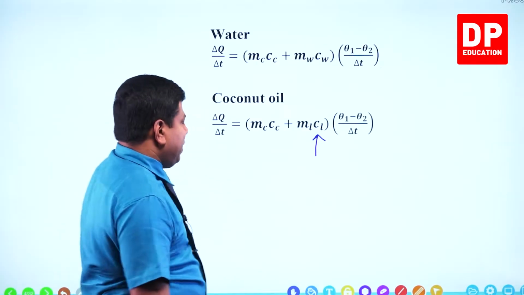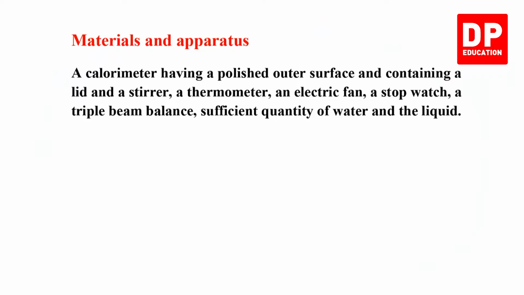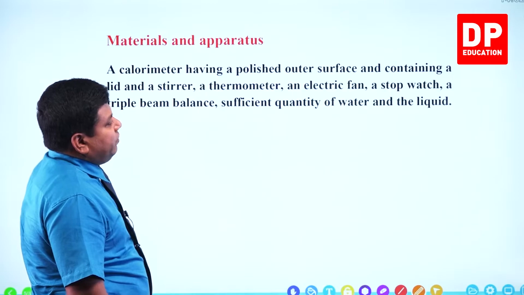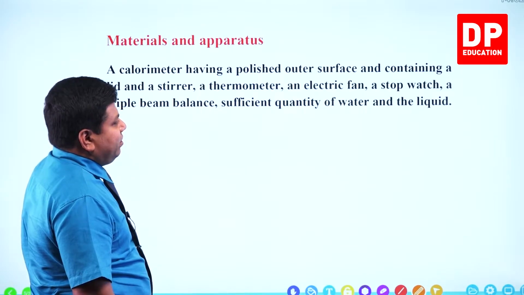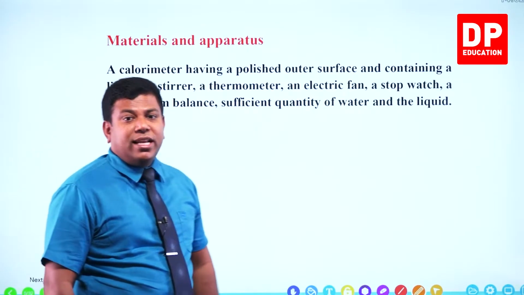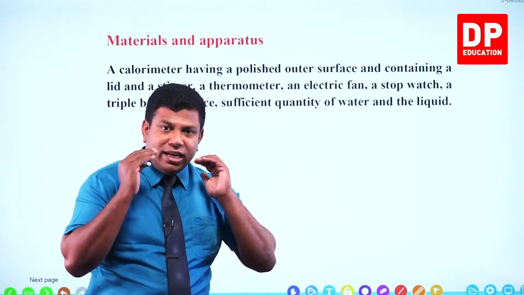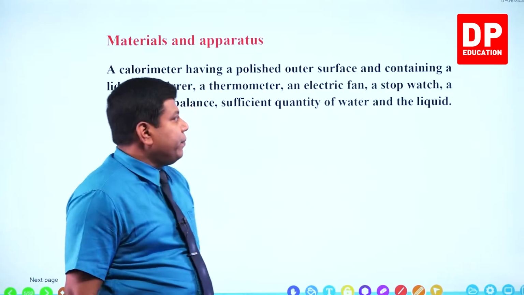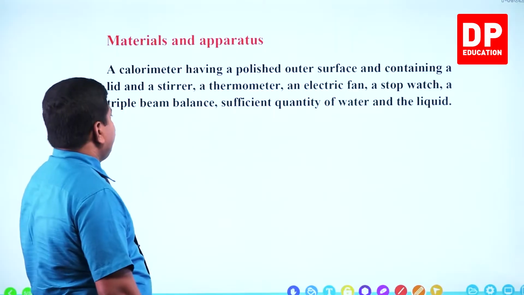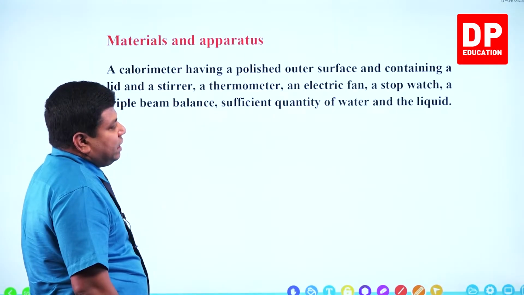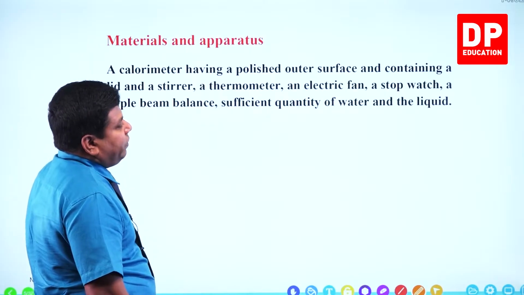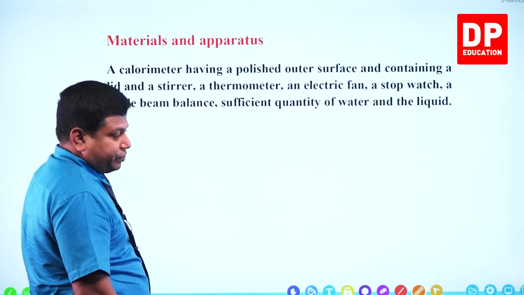Now see how the experimental procedures are going to be. Materials and apparatus: a calorimeter having a polished outer surface and containing a lid and a stirrer, a thermometer, an electric fan. I told you the reason why we need an electric fan. We are going to maintain constant airflow. A stopwatch, a triple beam balance, sufficient quantity of water and the liquid.